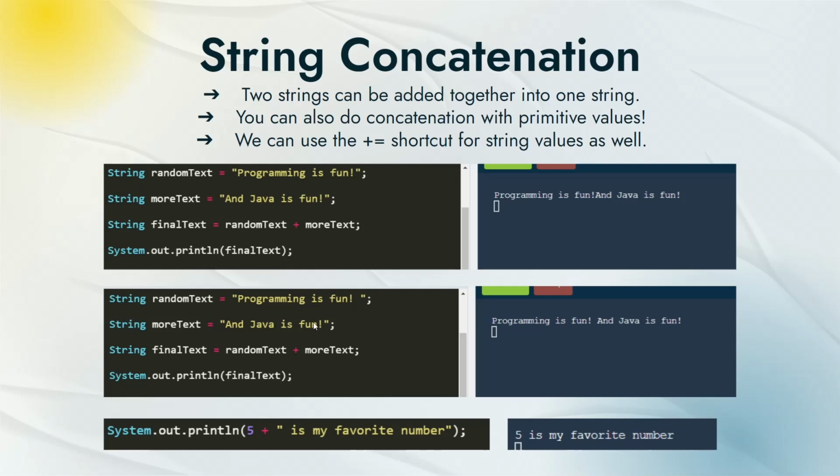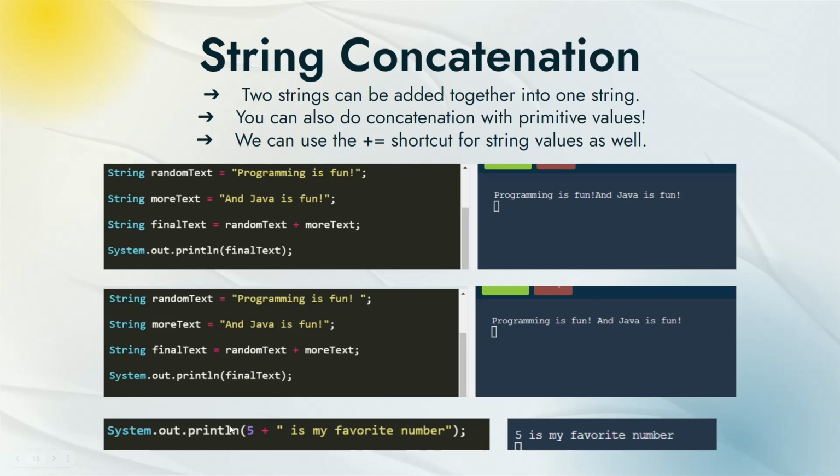However, in the second example, you can see I added a space after the exclamation mark, and now if you look in the console, it makes a lot more sense for a human to read. And like I said, you don't have to create a variable, create another variable, add them together, and store it in another variable. You can just do all of this in one line and put it into a print statement.